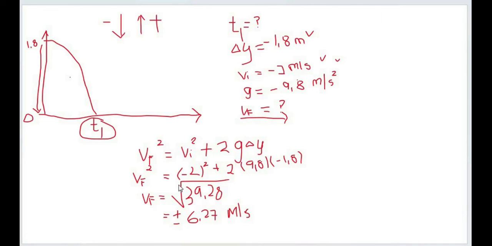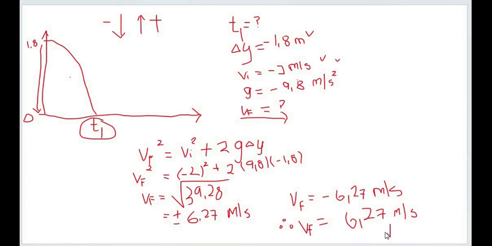But we know that our ball is being projected downwards. It's going down, meaning that the final velocity would actually be negative because we decided that down is negative. So this is the velocity with which the ball hits the ground: negative 6.27 meters per second. That essentially just means that it's 6.27 down. So therefore, the final velocity of that ball, the velocity the ball hit the ground with, was 6.27 meters per second downwards.